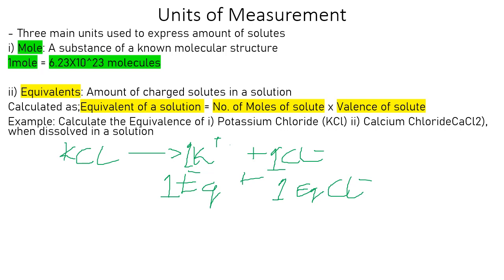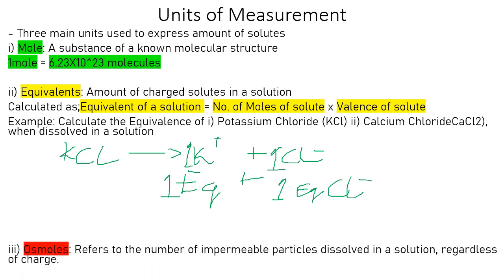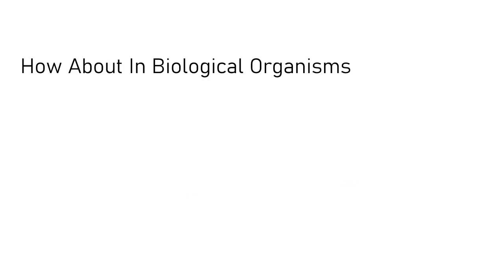Okay, let's proceed. The next unit of measurement is simply osmos. Osmos refer to the number of impermeable particles dissolved in a solution regardless of the charge. So the amount of impermeable particles dissolved in a solution regardless of the charge is known as an osmo, right? So those were units of measurement.